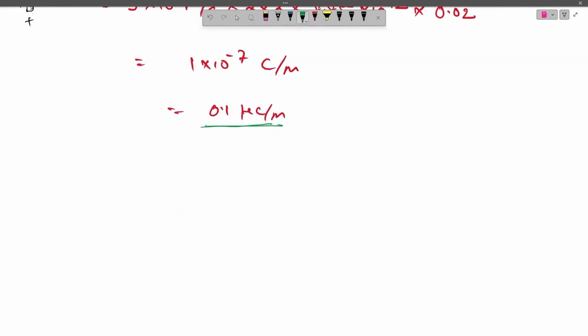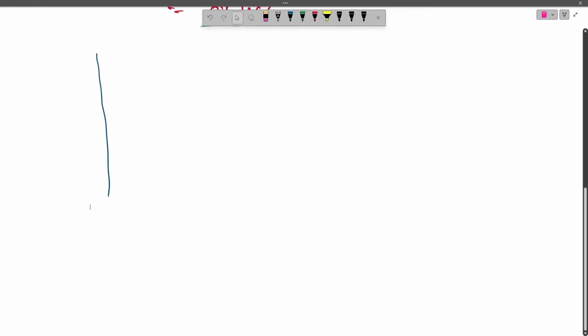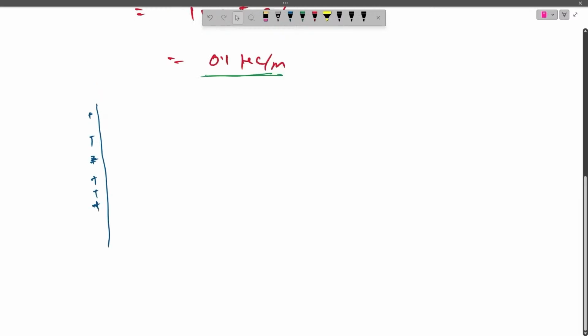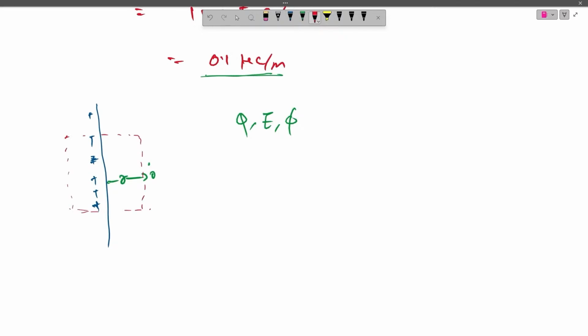Now let's assume that this is the line charge. In this question it is a positive charge, so we can assume it as a positive charge. Let us assume that there is a point at a distance of r away from this line charge. Now we have to find out either Q, that is the charge on this line, or the electric field, or the flux. Now we can use Gauss law over here. We can assume a cylindrical Gaussian surface of radius r.